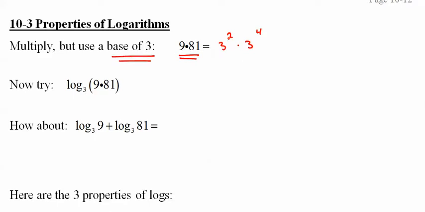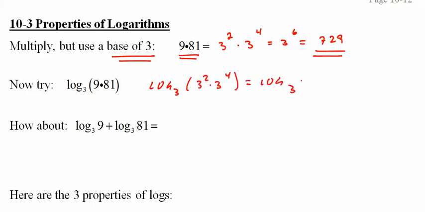Well, we know if we have 3 squared times 3 to the 4th, we get 3 to the 6th, which is a very large number, 729, I believe. But notice when we're multiplying with the same base, we can just add the exponents. So here we say, what's log base 3 of 3 squared times 3 to the 4th? Log base 3 of 3 to the 6th. Well, a log with the same base can cancel each other, and we're just left with 6.